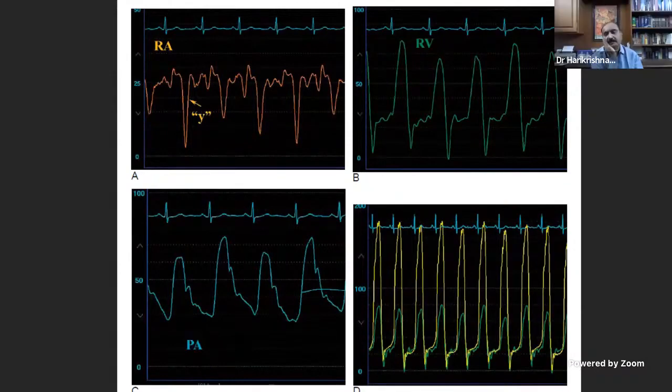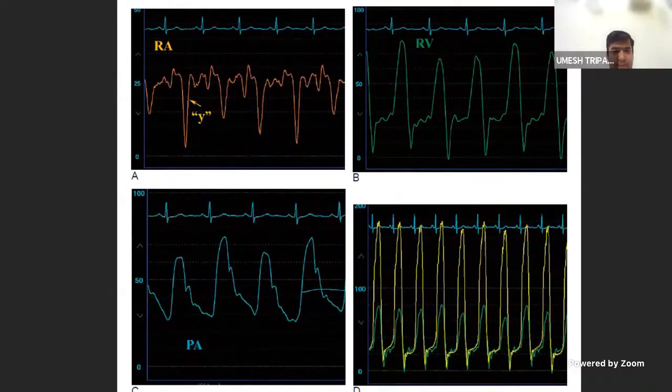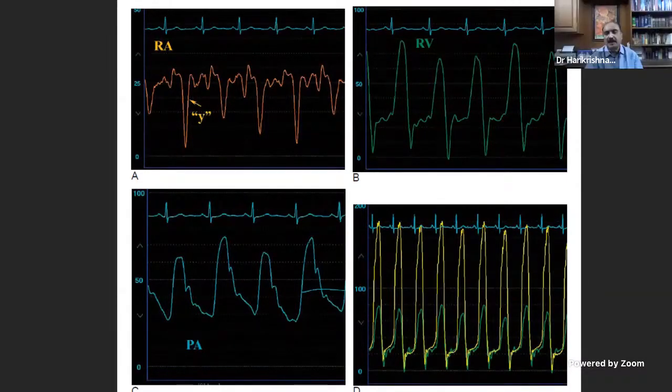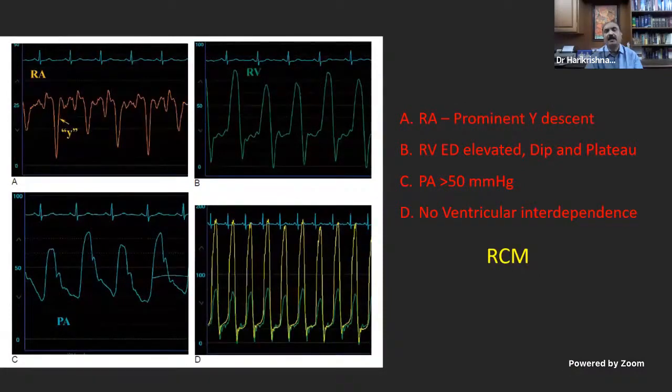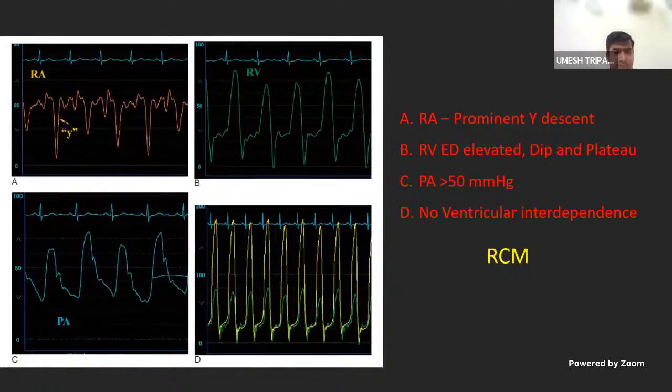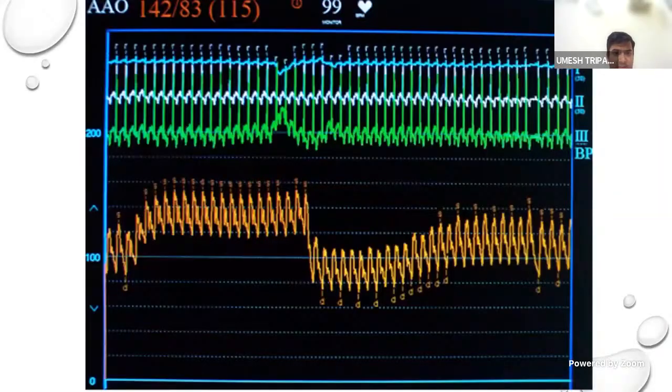What about the PA pressure? The PA pressures are also elevated, sir, around 80. Okay. PA pressure is high. What about the LV and RV? Okay. So there is a prominent Y descent. RV is elevated. There is a dip and plateau. PA pressure is more than 50, that is around 70 to 80 you are getting. There is no significant ventricular interdependence. So this is suggestive of what? RCM. Restrictive cardiomyopathy.